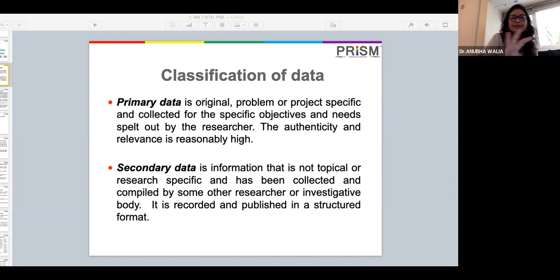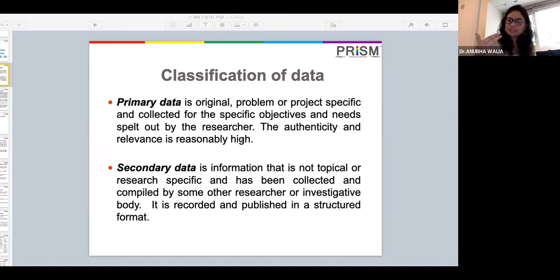And that's why you will see the reliability is very high in primary. The reliability and relatability are quite high in primary compared to the secondary.